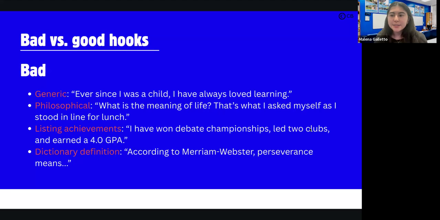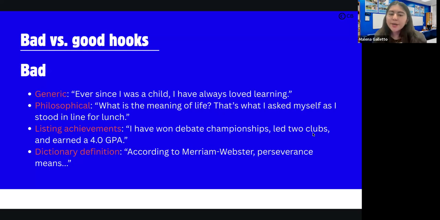You don't want to, again, list achievements. You don't want to resume barf, because they are going to be seeing those achievements in the academic section. When you list your awards, when you talk about the debate tournaments that you've won and your GPA, they're going to know that. So you don't want to waste time because the personal statement is such a precious amount of space that you don't want to be redundant.